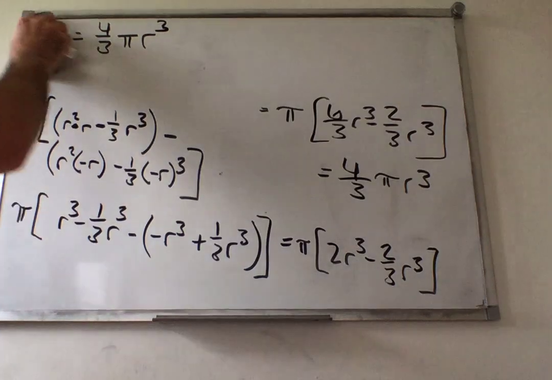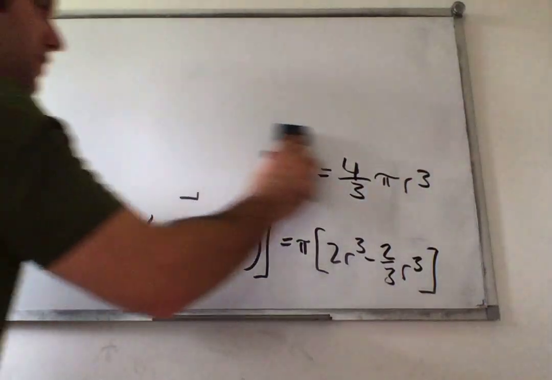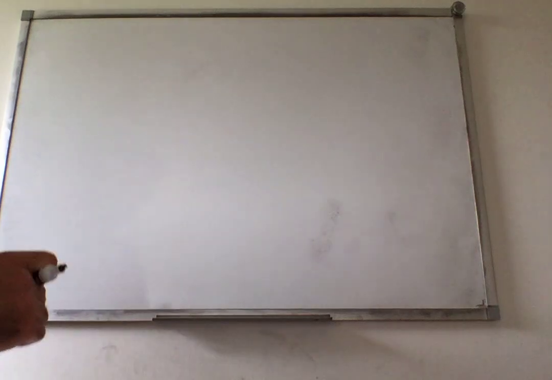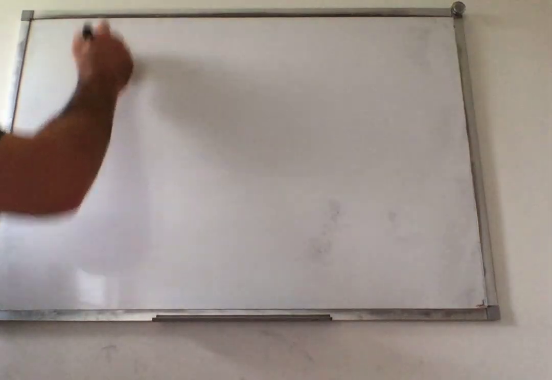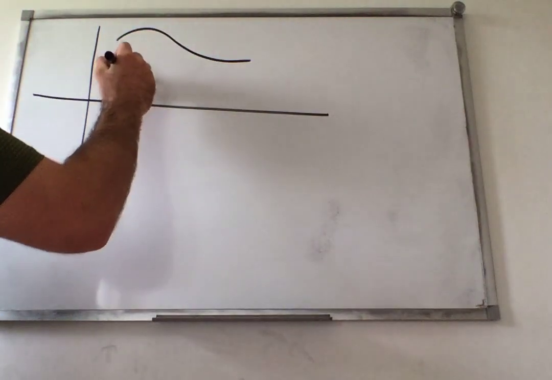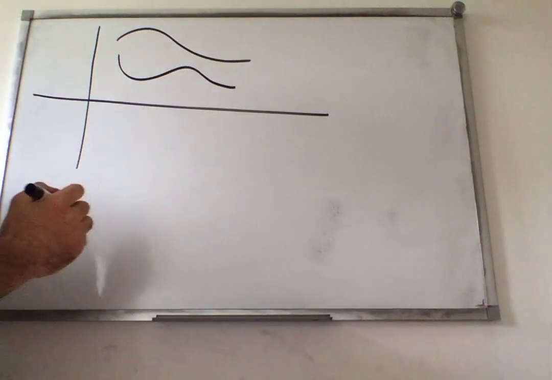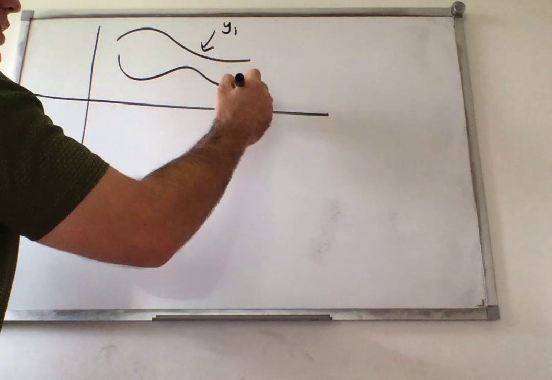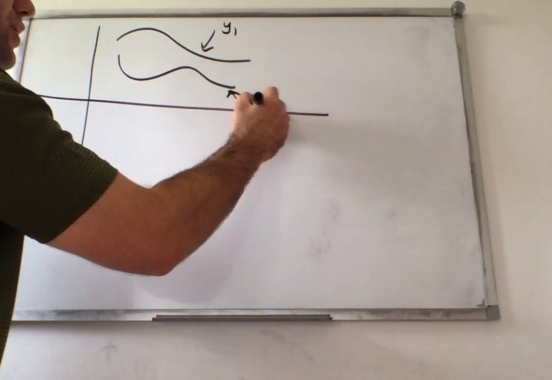So that was doing it by the disk method. And all we did was square the function and integrate it from a to b and multiply by pi. Now, there's another method. It's called the washer method. That's to say, if you have two curves, let's say I have one curve that looks like that, and then I have another curve that looks something like that. So right here would be y1, right here would be y2.